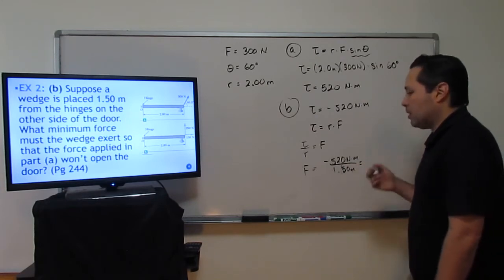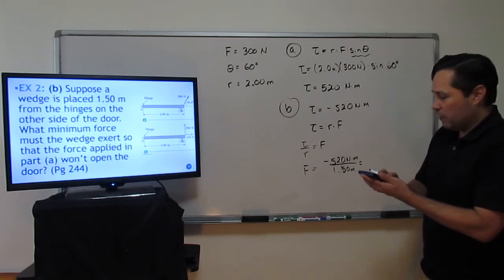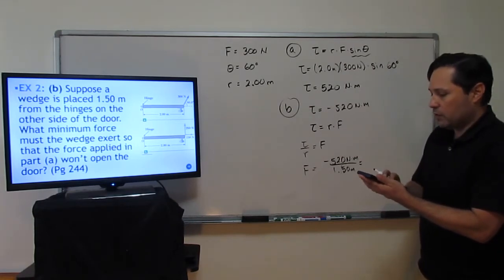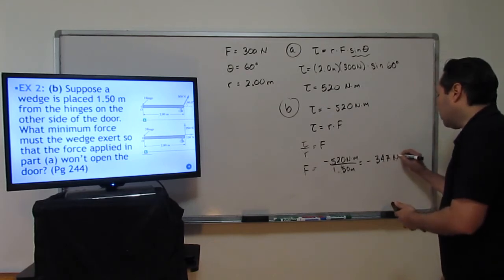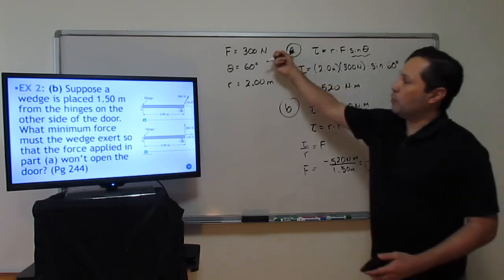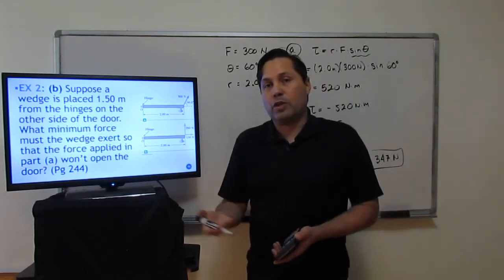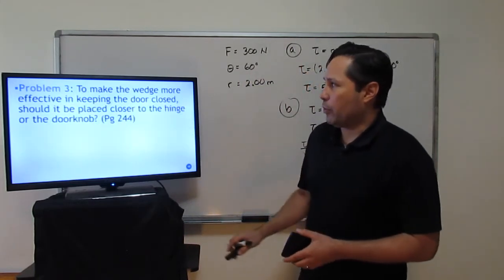So we go ahead and put that in a calculator. That's going to give us the force needed. 520 divided by 1.5 gives us negative 347 newtons. Negative because it's in the opposite direction of the force applied by the man. So that will be the answer for part B. Let's go ahead and move along to problem 3.